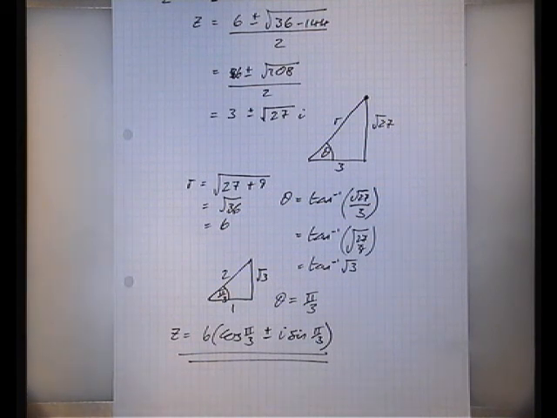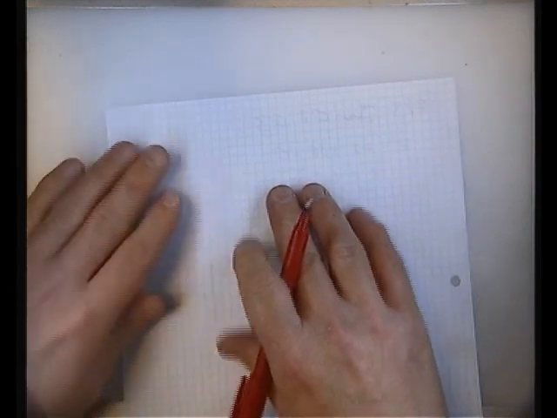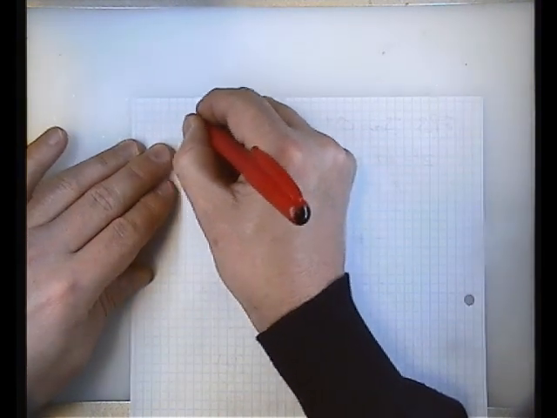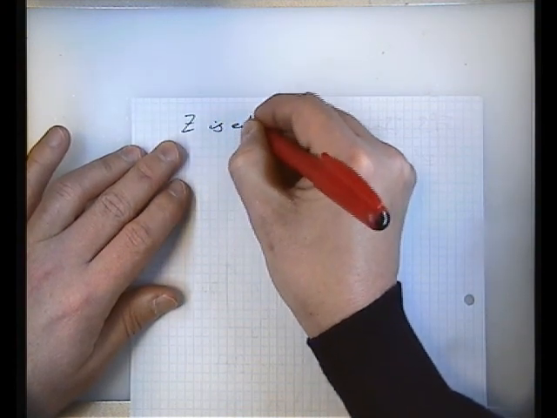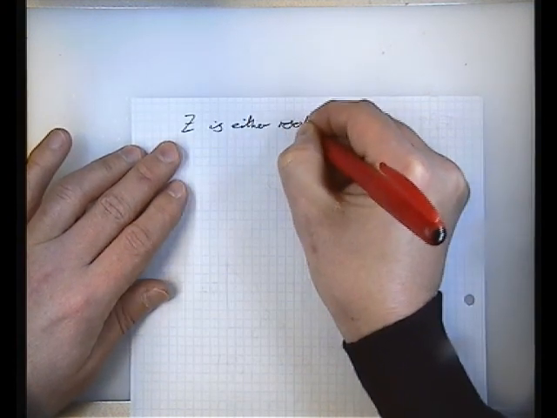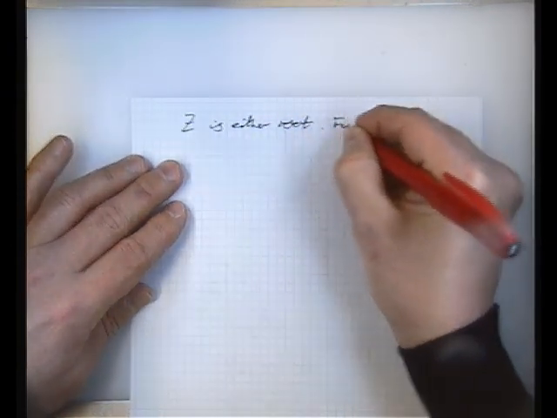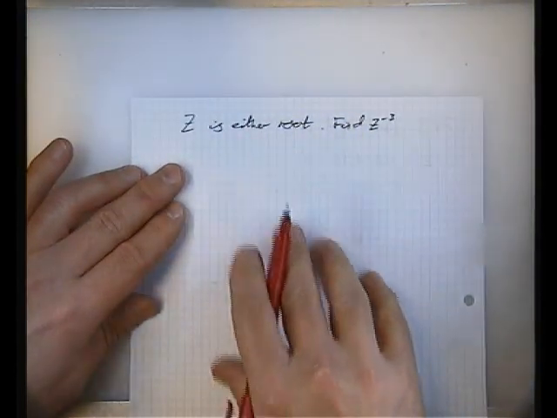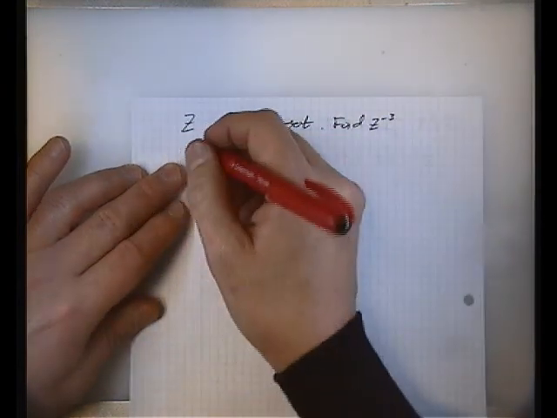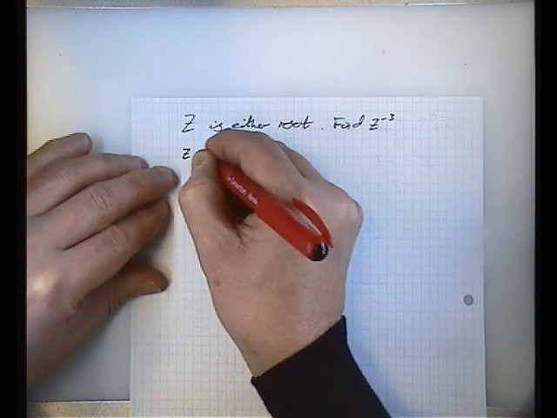Now, second part of that question said that if this capital Z they've got is either of the roots, so Z is either root. Interesting that they said that, but we'll see why in a minute. Find z to the minus 3, and I said the exact value, so we're expecting this to work out quite tidily. Now, let's remind ourselves on this side of the page what z is equal to.